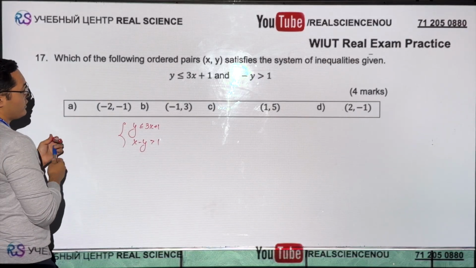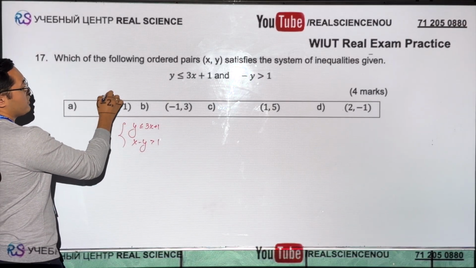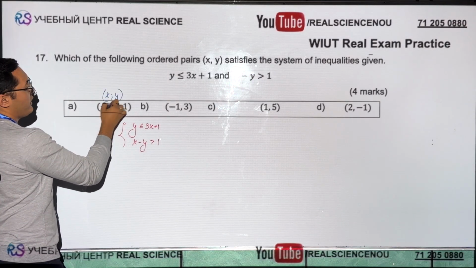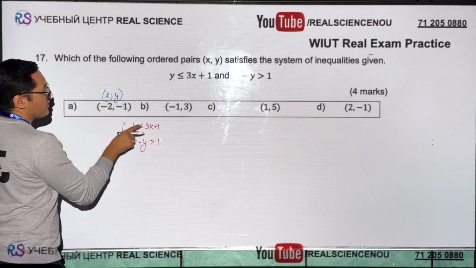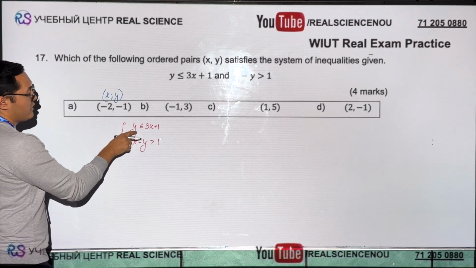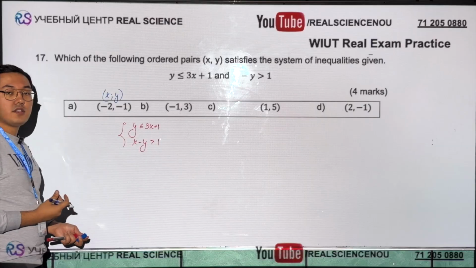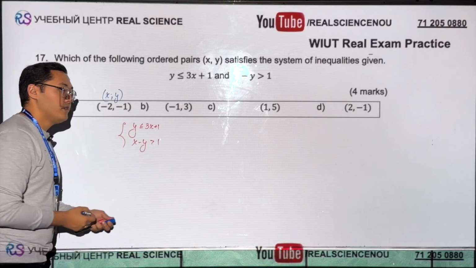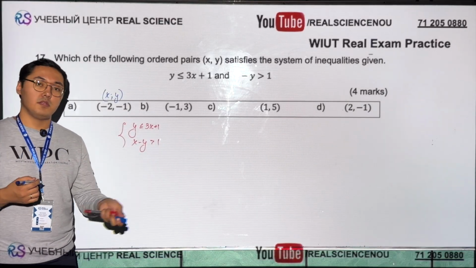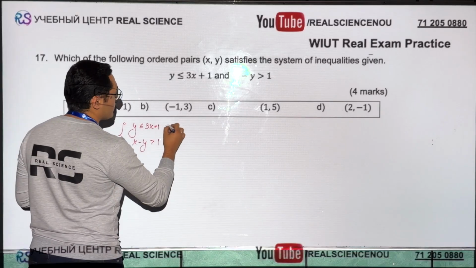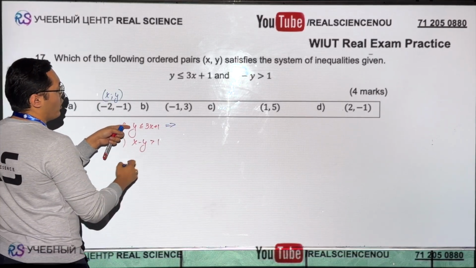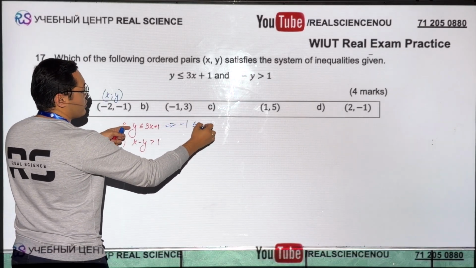Because we know that minus 2 and minus 1 is given as an (x, y) pair, we can insert minus 2 instead of x here, minus 1 instead of y here, and check whether it satisfies the inequality or not. If it satisfies the inequality, that means that this is an answer. Okay, so let's just try to insert that. Instead of y, we put minus 1, less than or equal to 3 times.